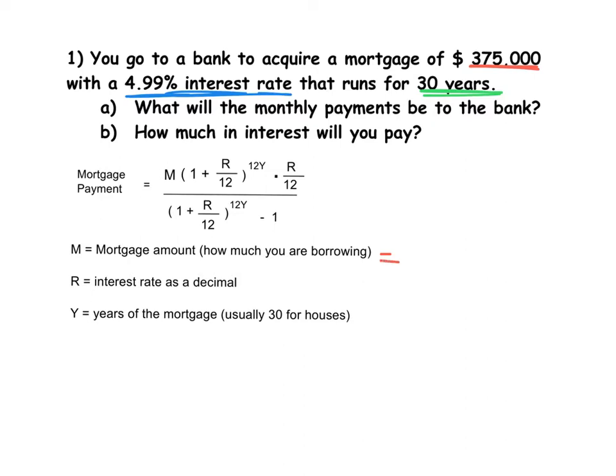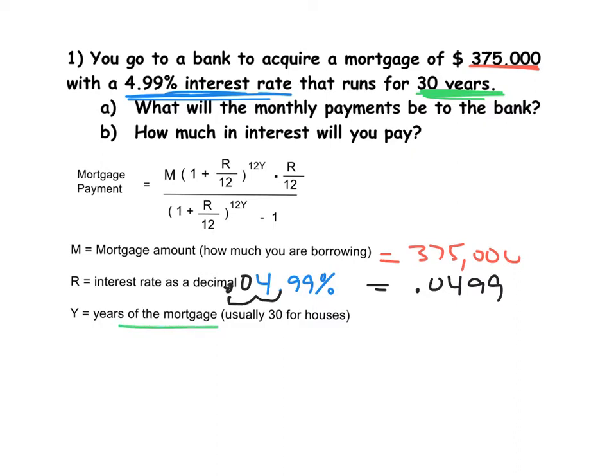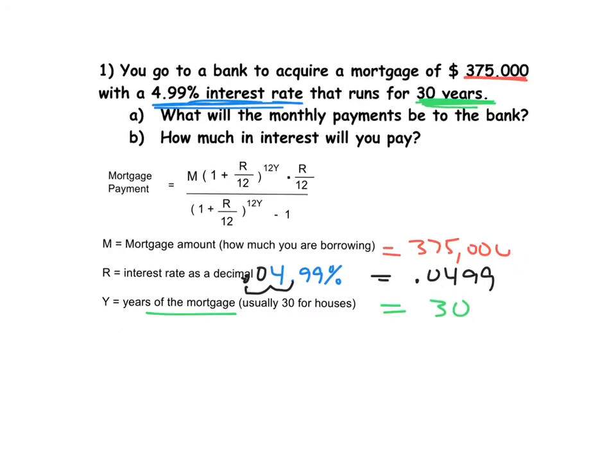The M value, $375,000. The interest rate R, 4.99%. So we're going to move the decimal point 2 places to the left. So that's going to turn into 0.0499. And Y, the years of the mortgage in our problem, is going to be 30. So we're going to substitute those three values into the mortgage formula.